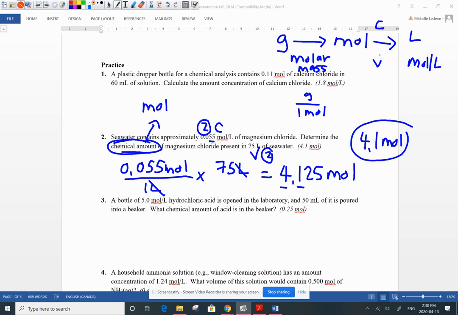You guys go ahead and do some practice questions, and you should be able to do unit analysis to solve these questions. All right. Have at her.